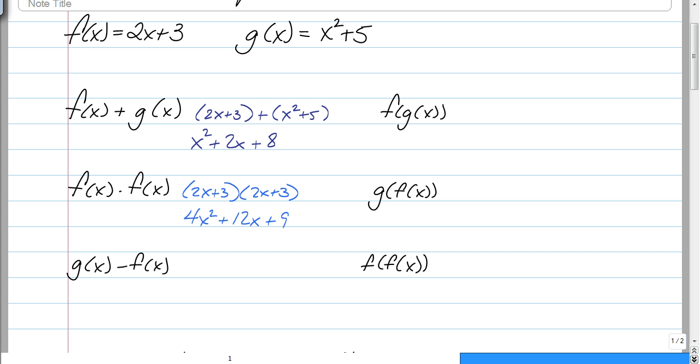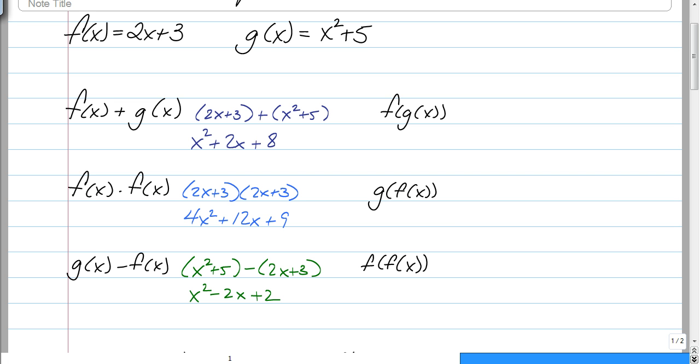Next example. That's g of x minus f of x. So we're going to take our x squared plus 5, and we are going to subtract f of x, 2x plus 3. Distribute the negative. That's going to give you x squared minus 2x plus 2. That's it.